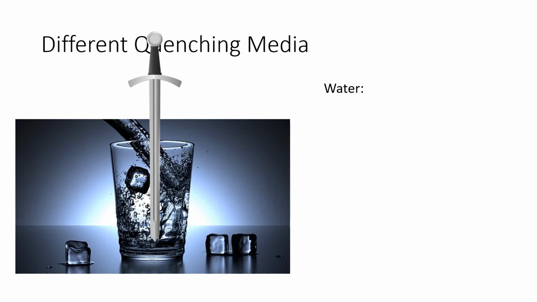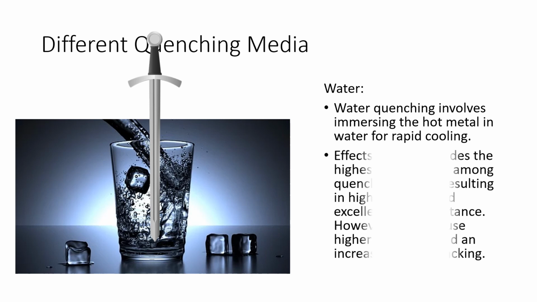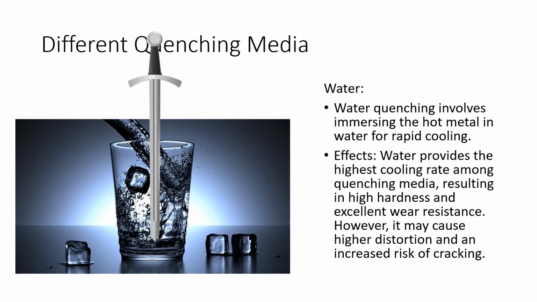So, different quenching media. Let's talk about water. Water quenching, we're just taking hot metal and putting it in water for rapid cooling. This goes back to the old days when people used to make tools and farm implements and other items made out of metal that needed a sharp edge or certain mechanical properties such as strength and the ability to hold a sharp edge.